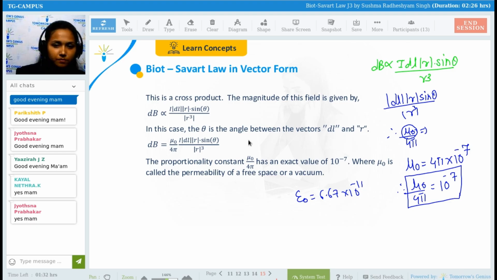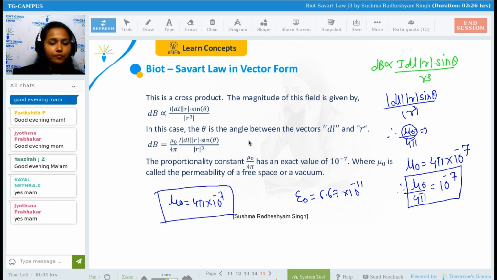Clear this? Clear this part? So mu naught value is 4 pi 10 to the power minus 7 weber per meter square, or Tesla per meter, or weber per ampere. Clear this?